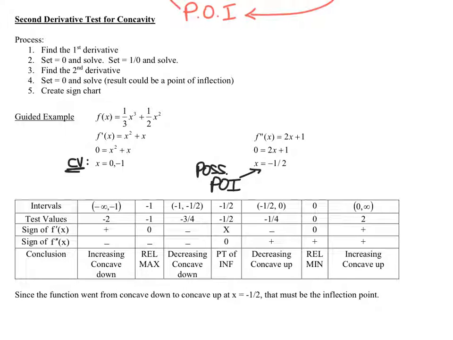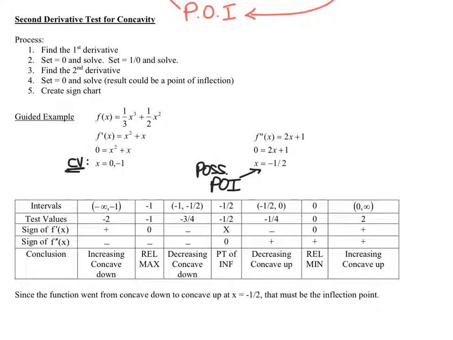All right, so then I create a sign chart containing the critical values, the possible point of inflection, and any discontinuities, if they exist. I mean, it's a cubic function, so it's everywhere continuous and differentiable. Starting at negative infinity, going to positive infinity, I stop at the lowest value, which is negative 1. Then I go from the lowest to the second lowest, which is negative 1/2. Then from negative 1/2 to 0, and then 0 on, taking note of what the signs of the first and second derivative are at those locations.